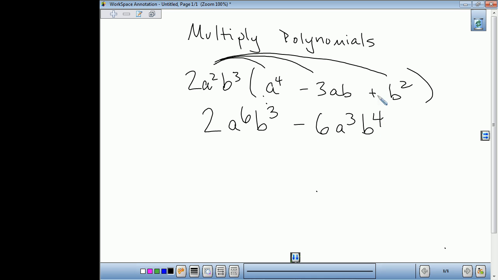Okay, now it's 2 times a positive b squared, so it makes a plus 2. A squared, we don't have any more a, so it stays the same. And b to the third times b squared is b to the fifth. Nice. Okay, questions? No questions? We're good with multiplying.